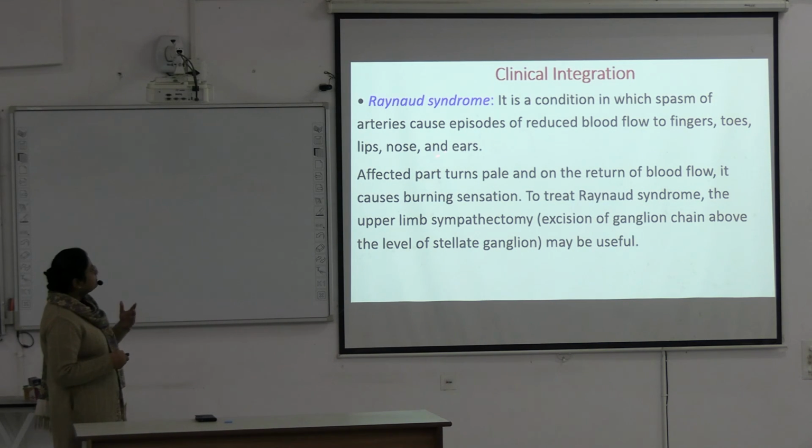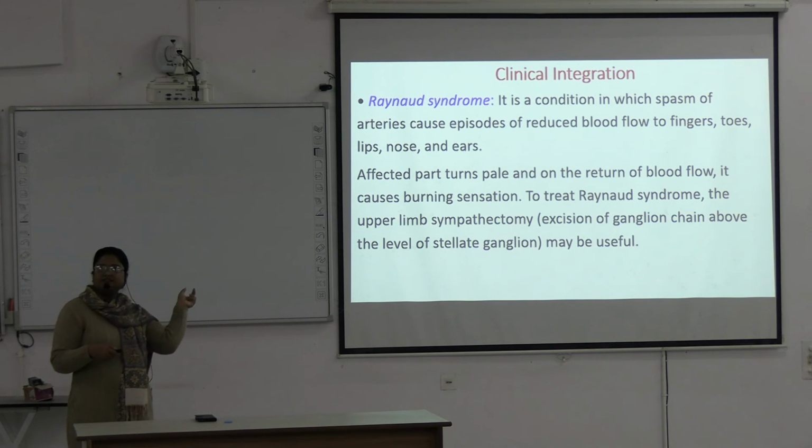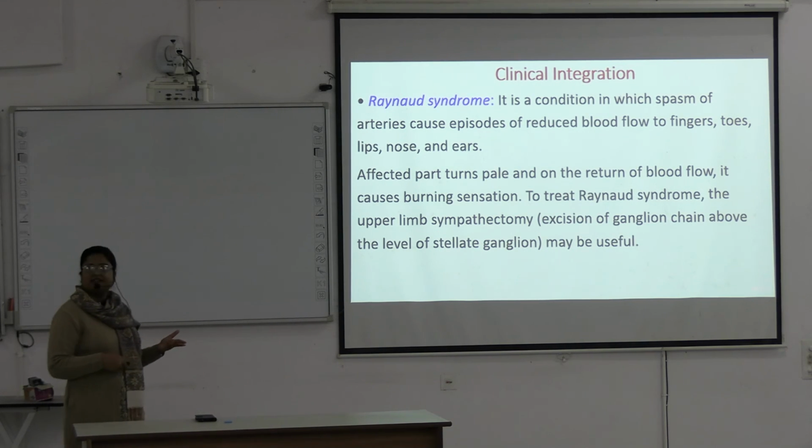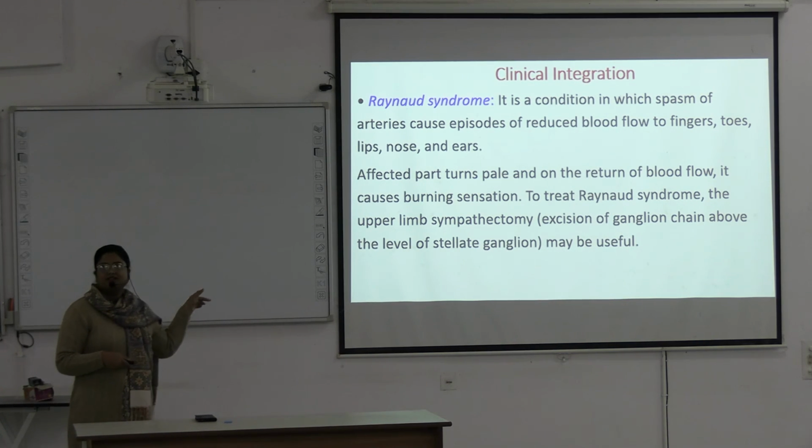To treat Raynaud's syndrome, upper limb sympathectomy is done. Why upper limb sympathectomy? You can see the involved parts are the fingers, toes, lips, nose, ears. They are at the upper level. The supply of these areas comes from the upper level mainly. So that's why upper limb sympathectomy is done. We generally do excision of the ganglion chain above the level of the stellate ganglion. It is useful to relieve the spasms and the burning sensations.